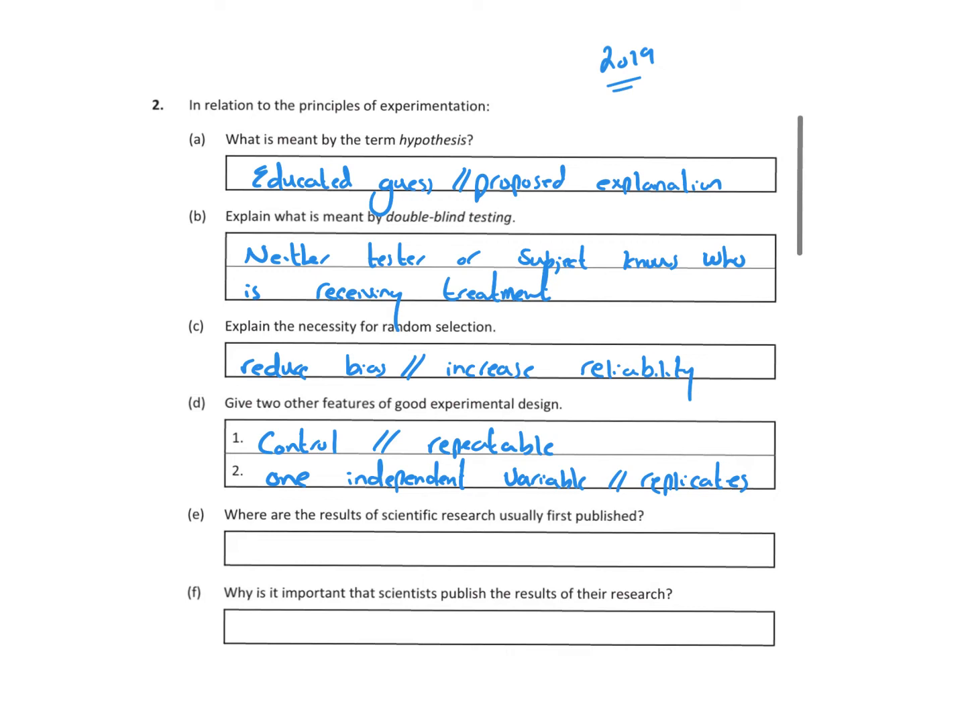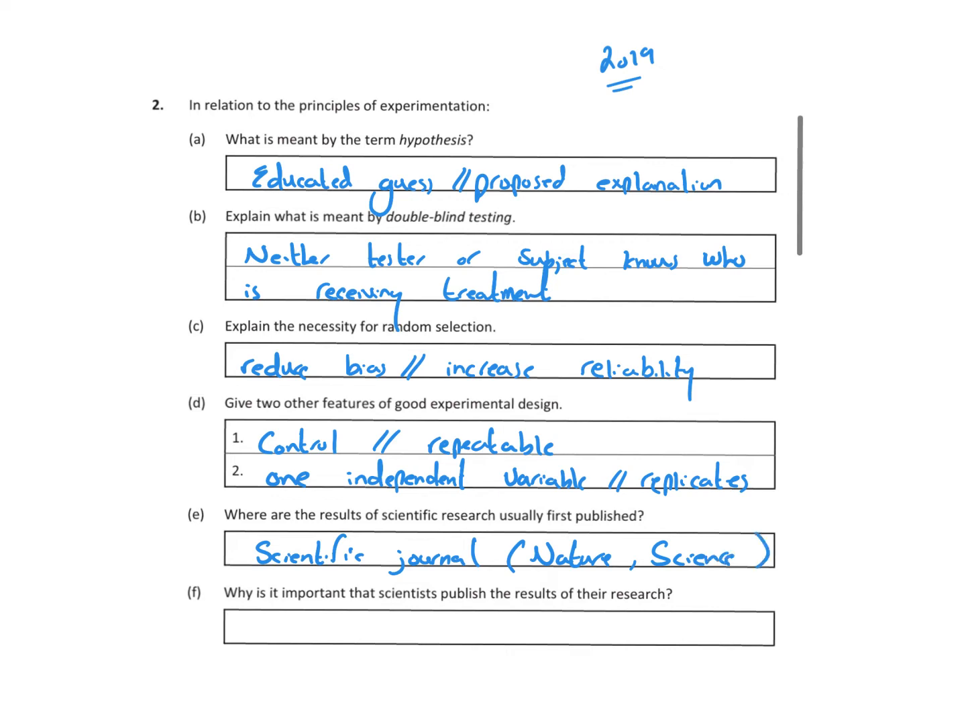Where are the results of scientific research usually first published? So you could say a scientific journal. So that's just a general term. If you wanted to be more specific, you could name them. So 2 that we mentioned there was Nature or Science. They were the 2 scientific journals we had mentioned.